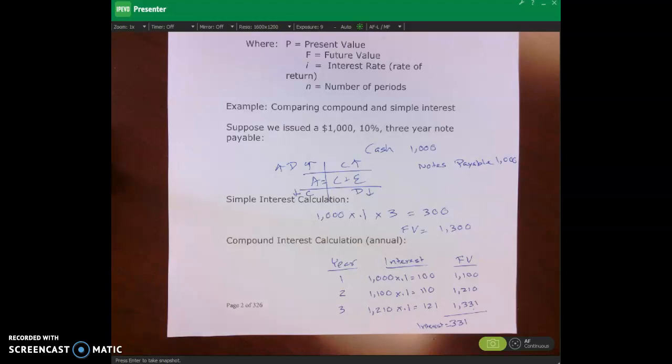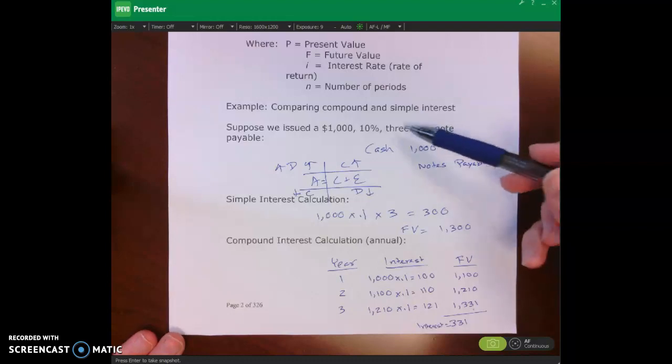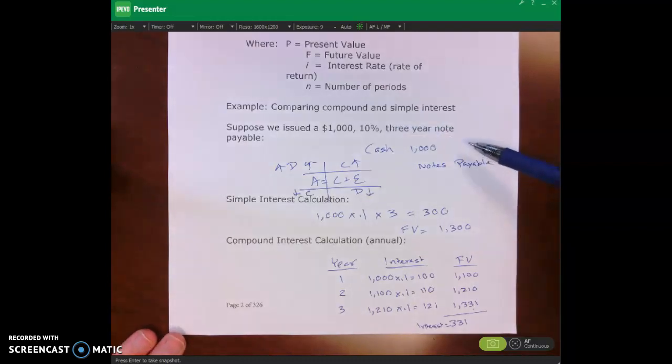Hello and welcome. In this lecture video, I'll continue the discussion of compound interest calculations and also talk about how to calculate the present value and future value of a single amount. Where we left off last time was suppose we issued a $1,000 10% 3-year note payable.